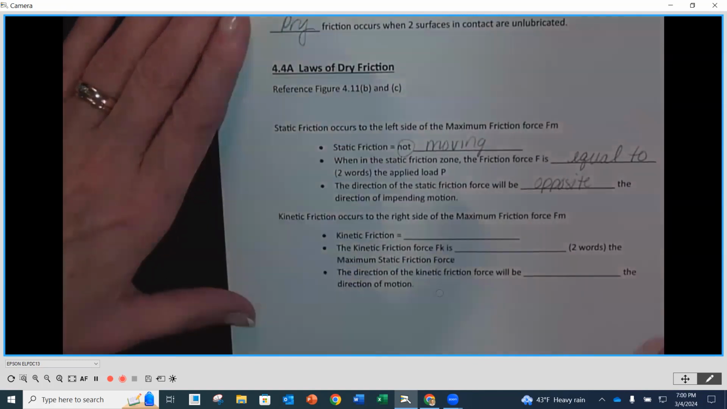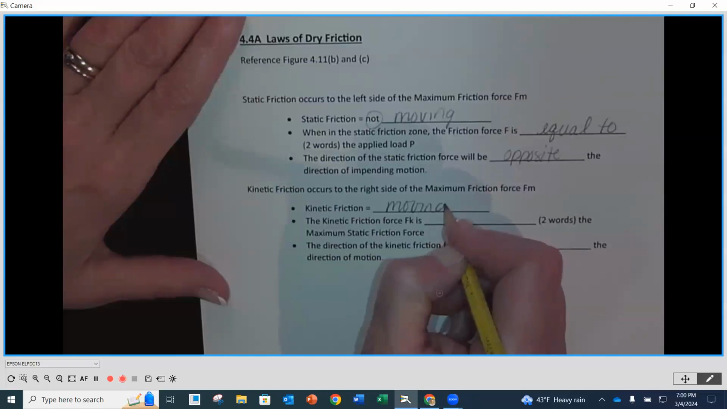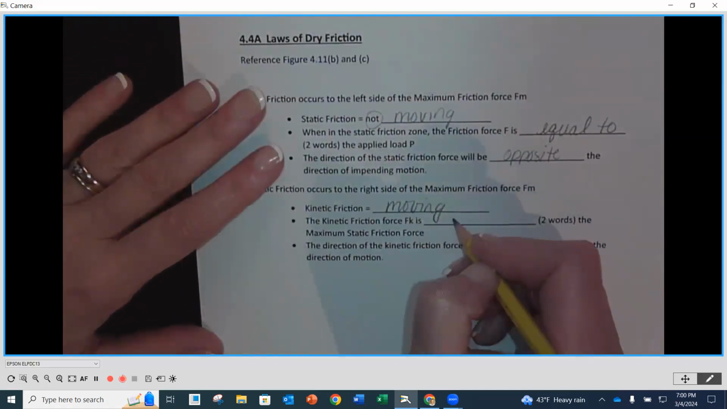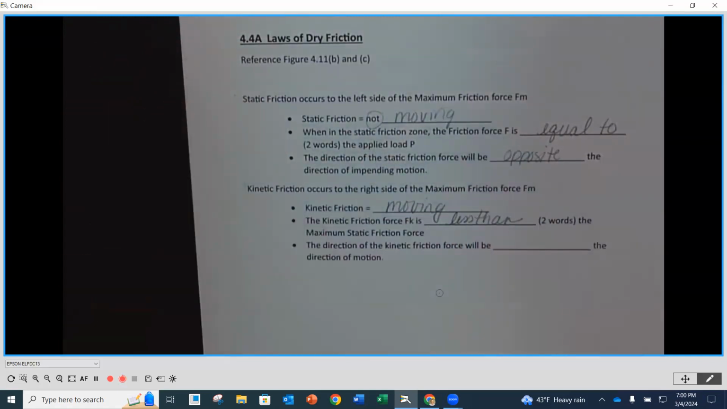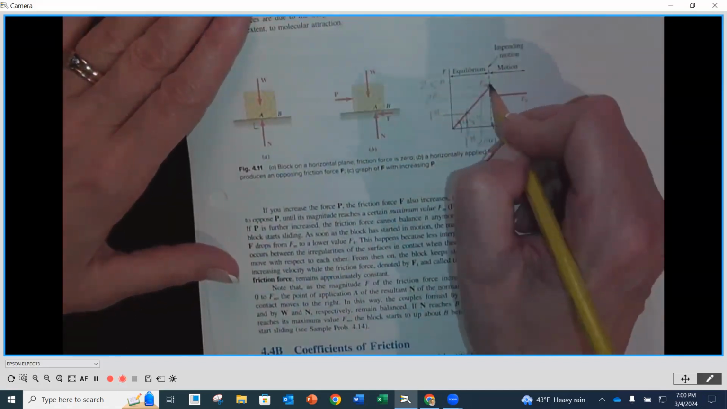Now, when we're in the kinetic friction zone, kinetic friction means that we are moving. We have gotten it going. It's moving along now. Kinetic friction force, Fk, is less than the maximum static friction force. We see that on our chart. So here's the maximum friction force up here. It drops off a little bit, and then that friction force remains exactly the same all the way through, because now it can only push back with as much resistance as it has between the two.